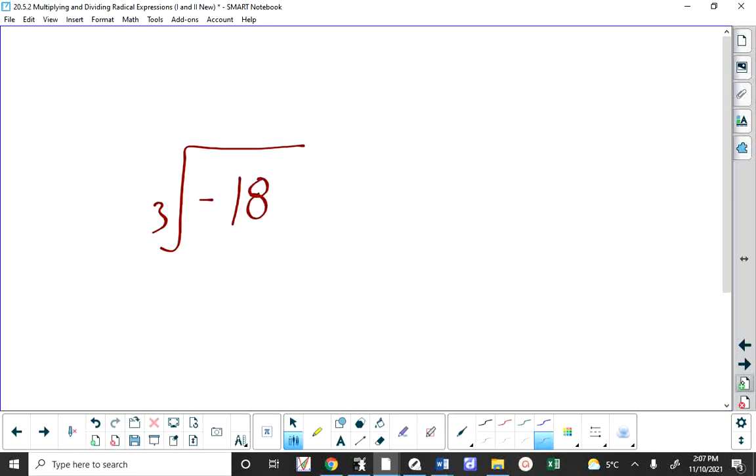I can write that, everybody, as the cube root of negative 1 multiplied by the cube root of 18, because negative 1 and 18 multiply to give negative 18. What is the cube root of negative 1 asking us to find? It is asking us to determine the number that if you were to cube gives you negative 1.